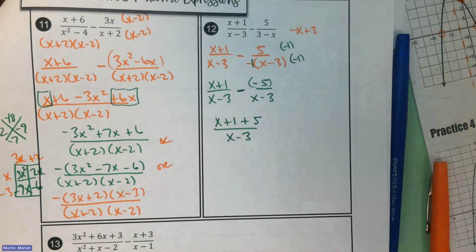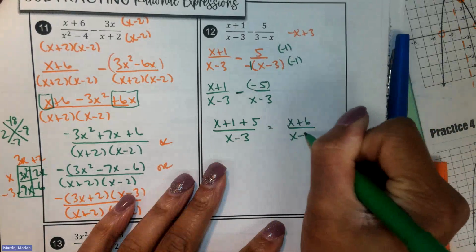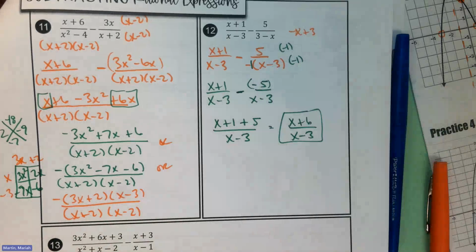I combine my like terms. 1 plus 5 is 6. And here's my final answer because there's nothing else to factor.